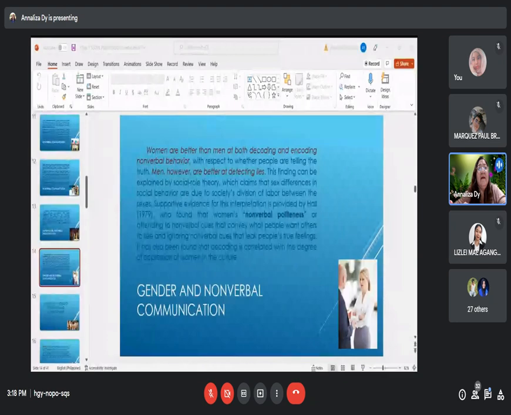In 1979, Hall found that women are better at attending to nonverbal cues that convey what people want others to see, nonverbal politeness, and at noticing nonverbal cues that leak people's true feelings. Meaning, women are able to read people even if there is a facade. Do you know nonverbal politeness? There are people who know how to screen their emotions, showing a different kind of facade or cover. But women, we can read through that.